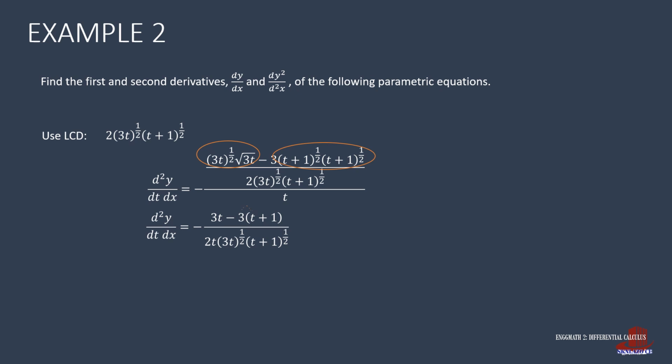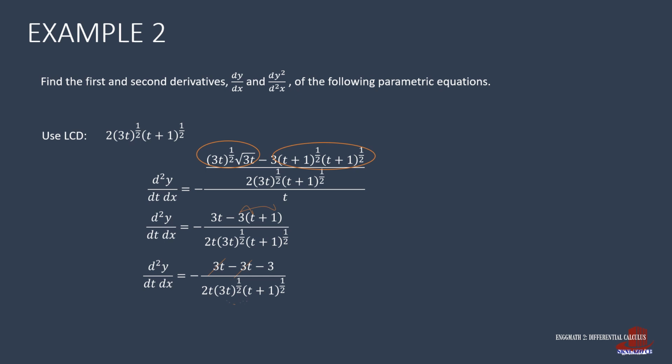Next, if we multiply 3 in the numerator with the quantity of t plus 1, we have 3t minus 3t less 3 without any groupings, where we can actually cancel out 3t minus 3t and have a simpler equation of negative 3 upon 2t times the root of 3t multiplied by the root of t plus 1.